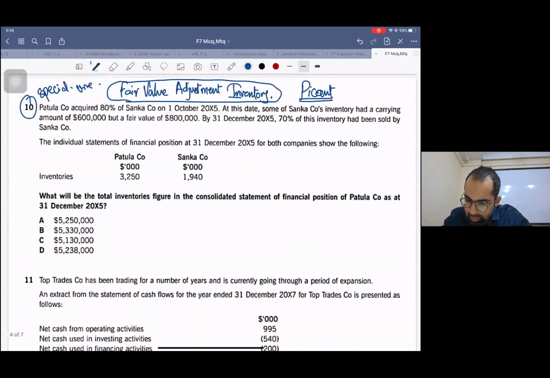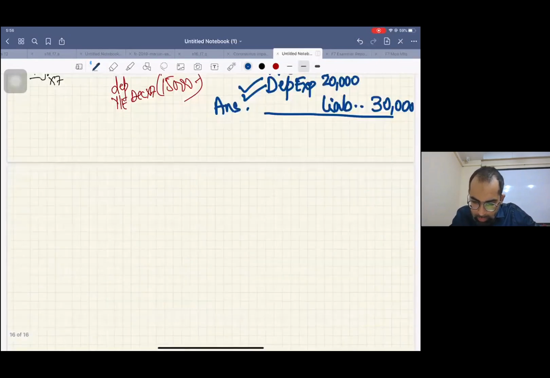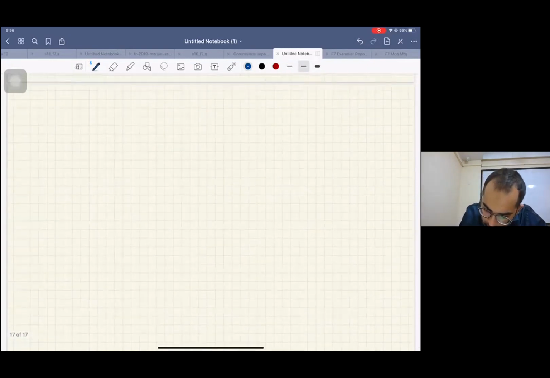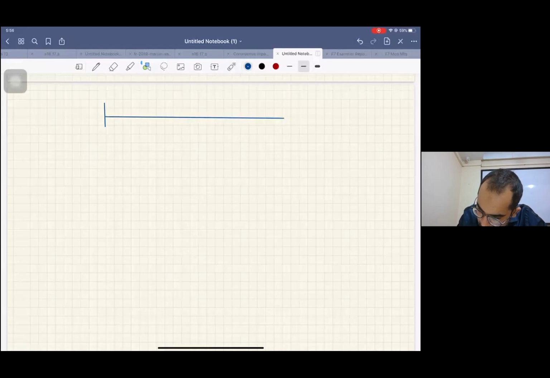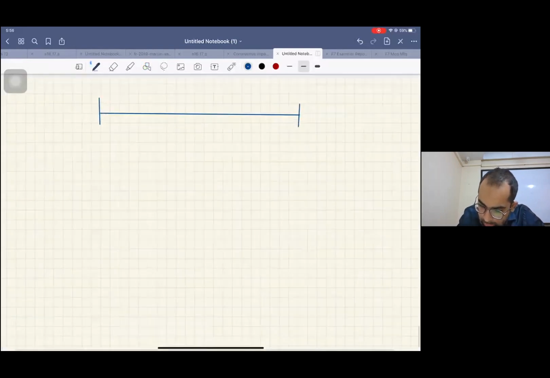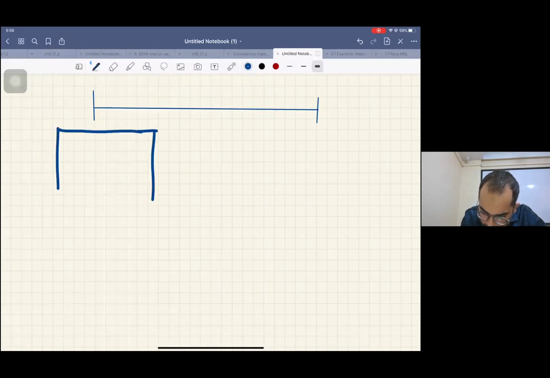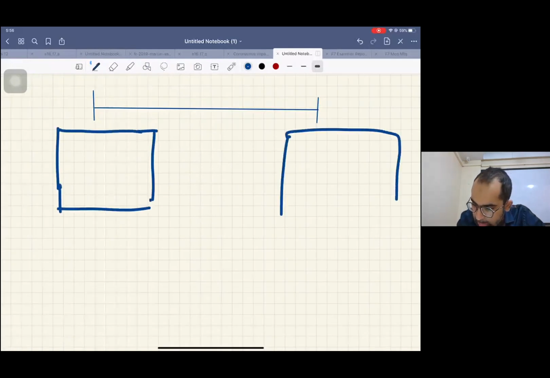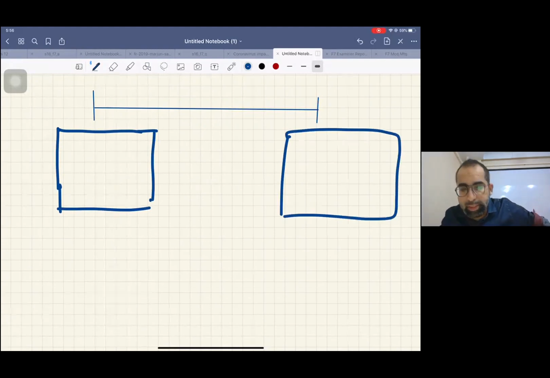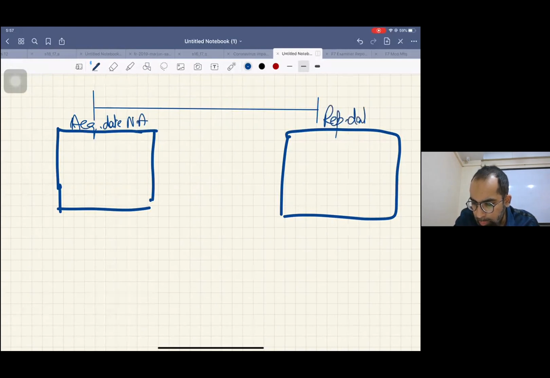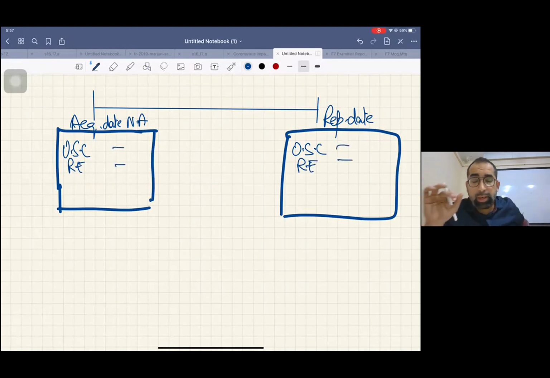Now wait, let me change the screen. In an SOFP question, how do you do it? You make this packet. Remember this packet: acquisition date and reporting date packet. And this is your reporting date. Now be a smart learner. This is OSC, ordinary share capital, and retained earnings. This is the normal thing. Share capital, retained earnings. You can do this now.